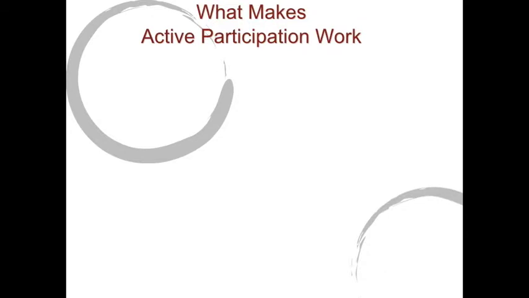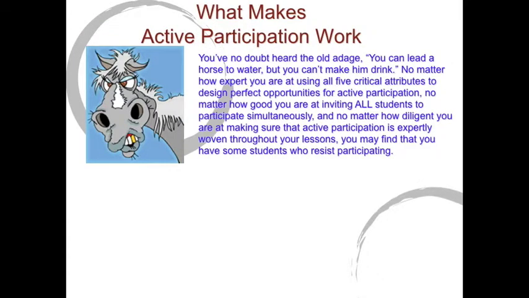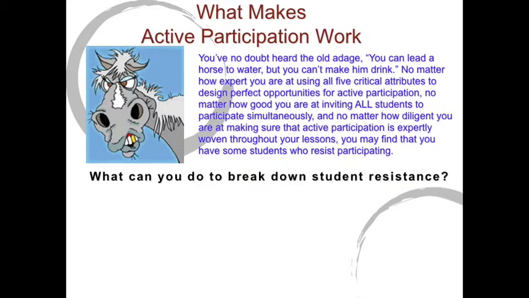Another frequently voiced teacher concern has to do with resistant students. You've no doubt heard the old adage, you can lead a horse to water, but you can't make him drink. No matter how expert you are at using all 5 critical attributes to design perfect opportunities for active participation, no matter how good you are at inviting all students to participate simultaneously, and no matter how diligent you are at making sure that active participation is expertly woven throughout your lessons, you may find that you have some students who resist participating. What can you do to break down student resistance?